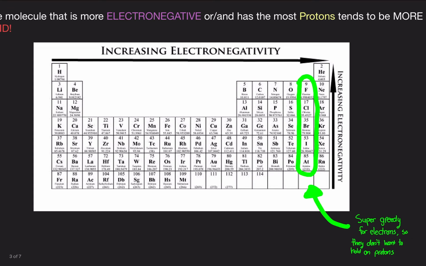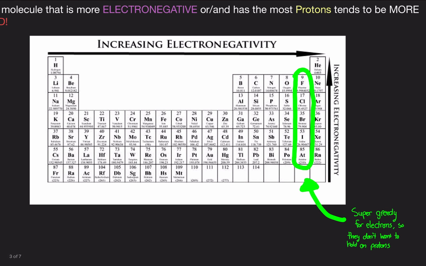So these halogens, fluorine, chlorine, bromine, and iodine, are super greedy for our electrons. They don't want to hold on to protons. They just want to keep all the electrons to themselves and they don't want to share.